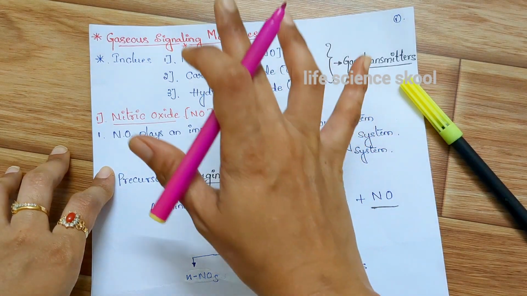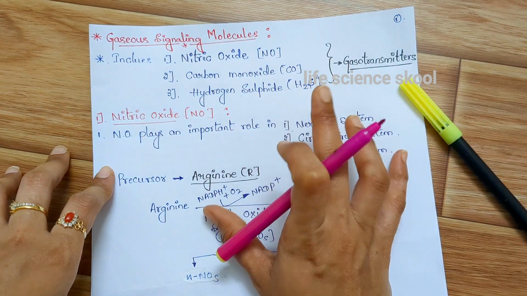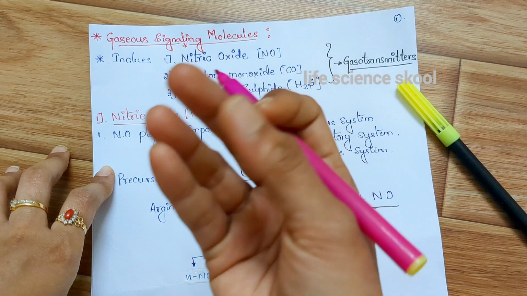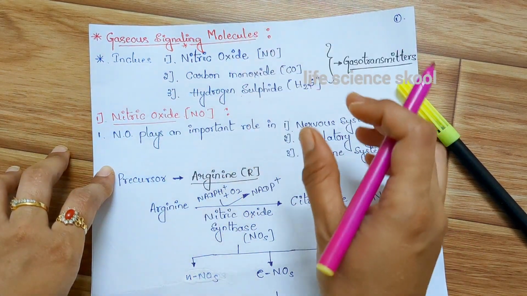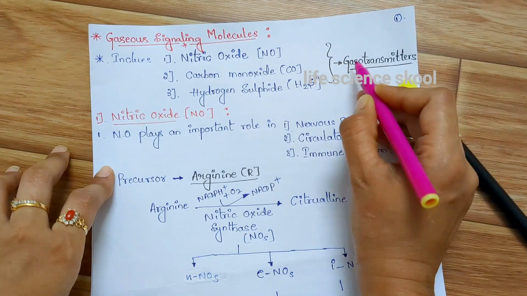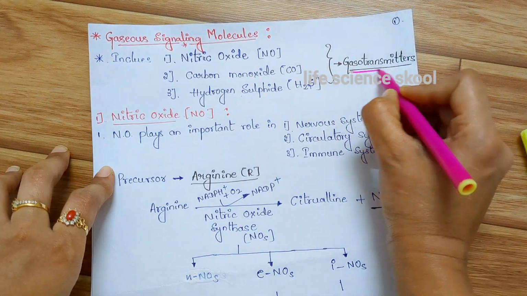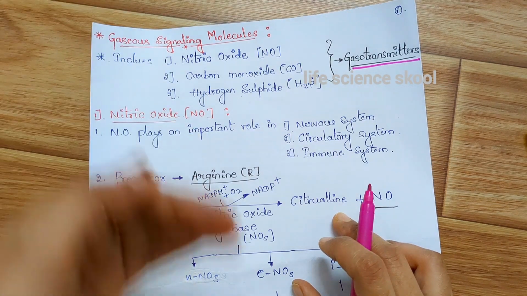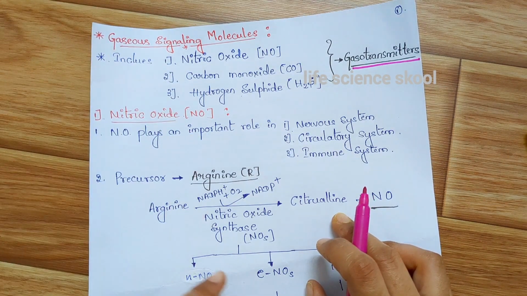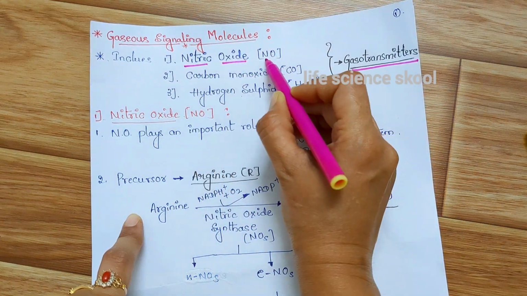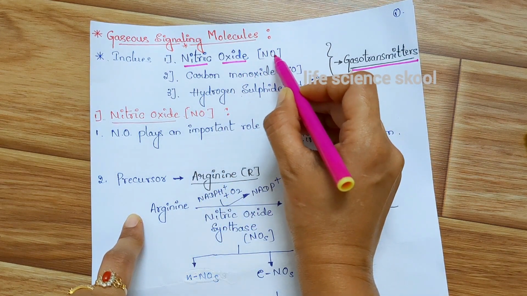These are the three main important gaseous signaling molecules, and they behave like neurotransmitters. That's why they are also called gasotransmitters. I will explain them one by one. Now I will start with the first one, nitric oxide, that is NO.